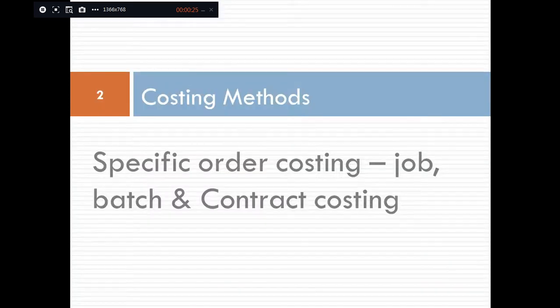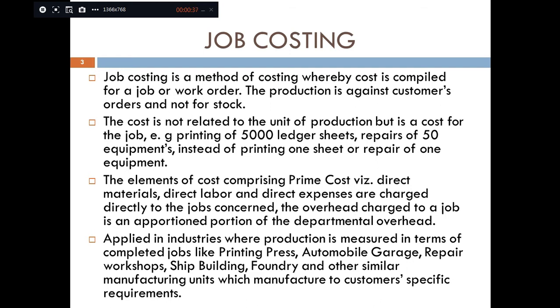In the first stage, we will see the specific order costing, which includes job costing, batch costing, and contract costing methods. First topic: job costing. It is a method of costing whereby cost is compiled for a job or work order, which means that the cost will be determined for a specific job as per the resources consumed for the job. So the cost is not related to the unit of production, but it is a cost for the job, which means that the cost object is known as the job. So cost will be allocated based on the job.